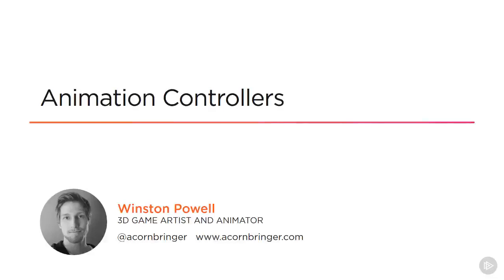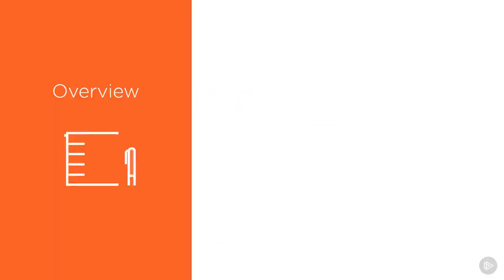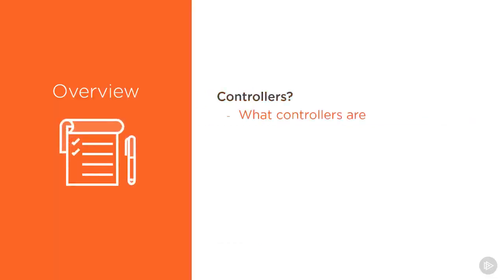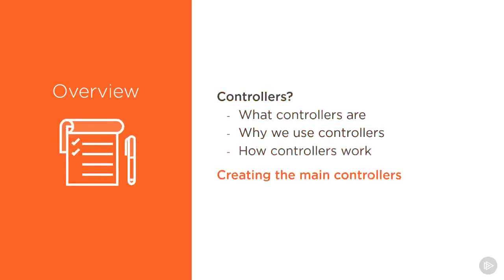With our skeleton complete, we can start the process of creating and positioning our controllers. In this module, we'll talk about what controllers are, why we use them, and how they'll help us control our skeleton for animation. After that, we'll spend the rest of our time creating and positioning all the controllers so that we're ready to constrain them to our skeleton by the next module.